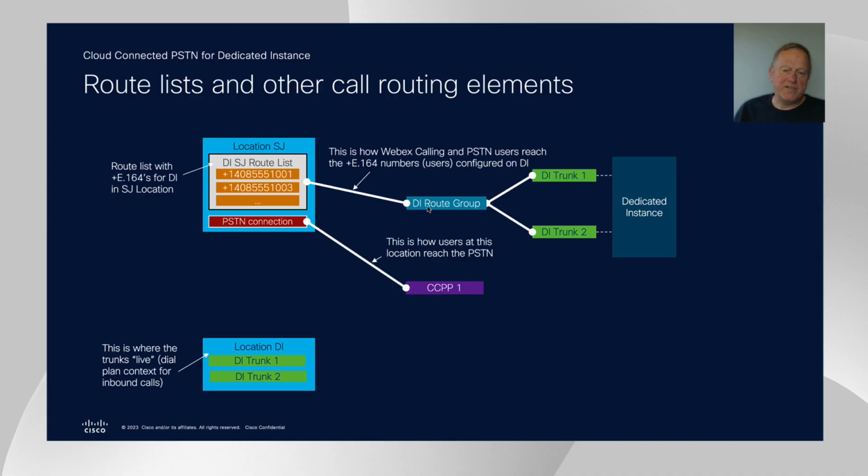Then we have our DI route group, which is basically the destination configured for this route list. So every call hitting the route list will be sent to dedicated instance via this route group and to trunks. And then we have our additional location that I mentioned earlier, the dedicated location that's created for these auto-created trunks between Webex calling multi-tenant and dedicated instance.